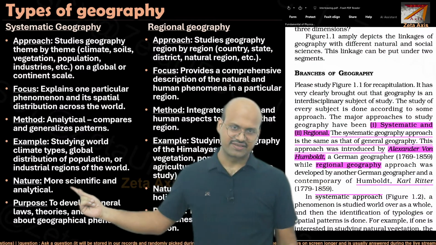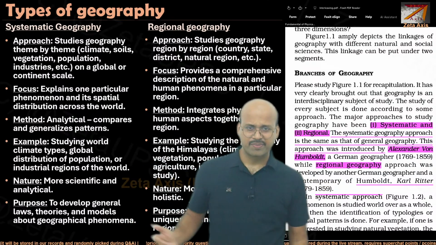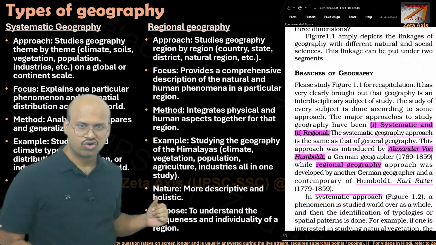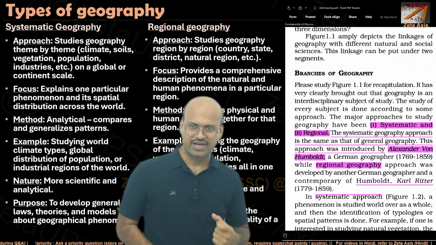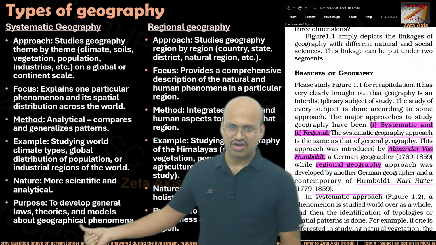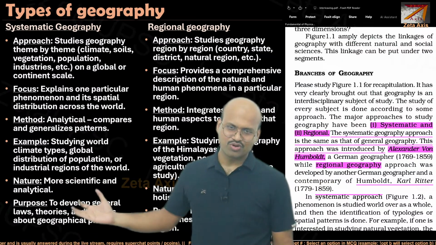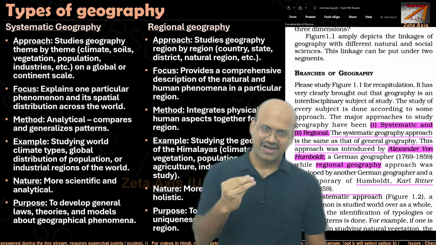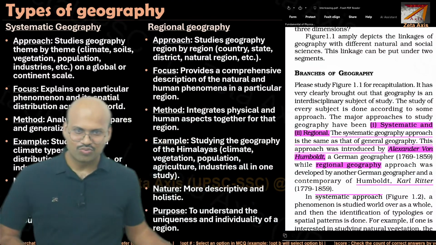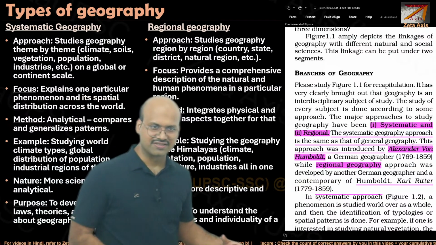You are analyzing, you are comparing, you are taking the data, you are trying to understand the pattern, and here the nature is more descriptive and holistic. So in regional geography, you are trying to have a holistic approach. The purpose here is to develop general laws, theories, models about the geographical phenomena. So here you are mostly concentrating on forming a model or creating some law or theory, while here you are mainly trying to understand the uniqueness and individuality of that region.